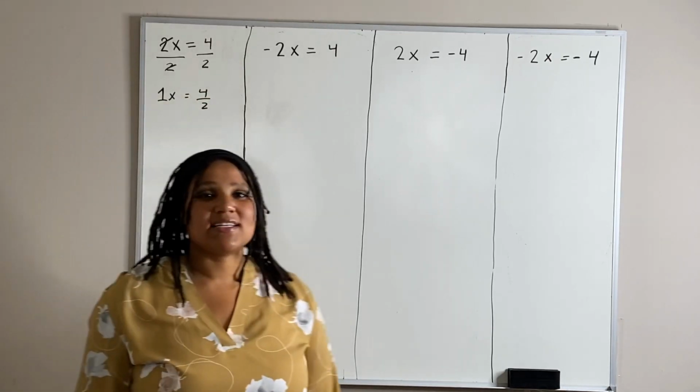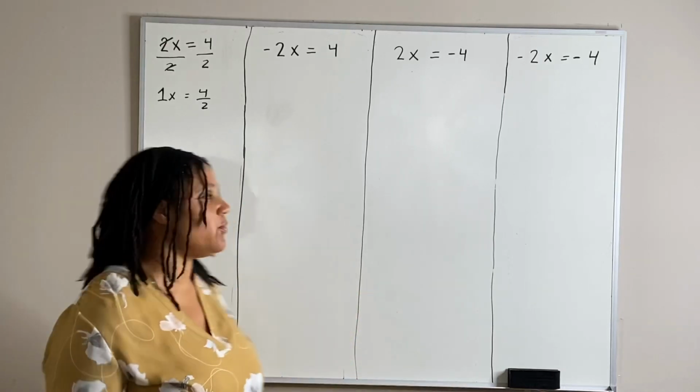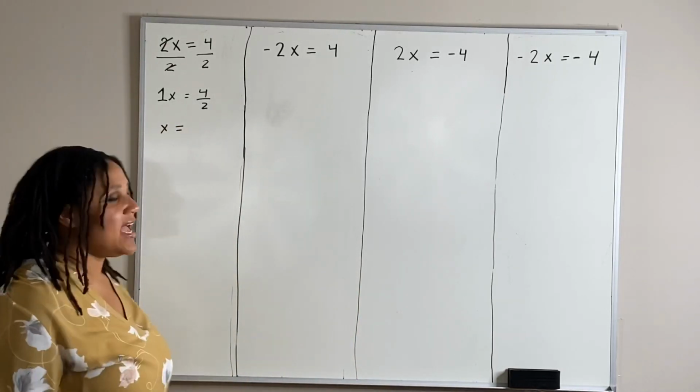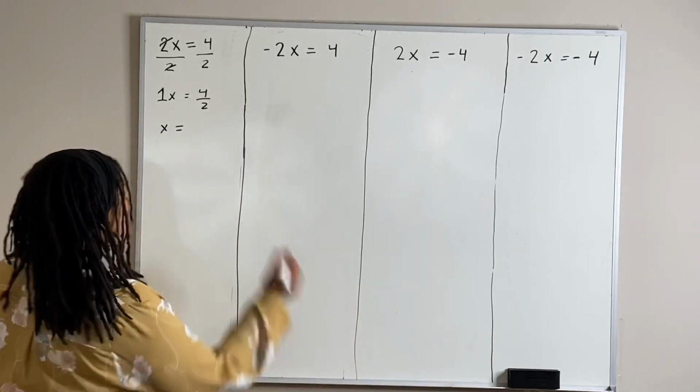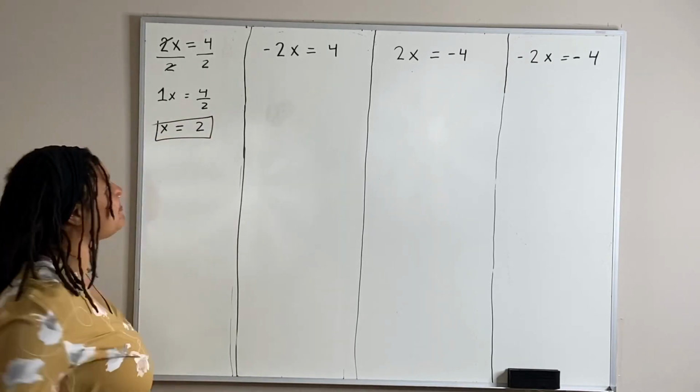Now 1x is just x, right? So we can just get rid of the 1. So I'm just going to rewrite it like this. And 4 divided by 2 is just 2, okay? So there we have the first example.